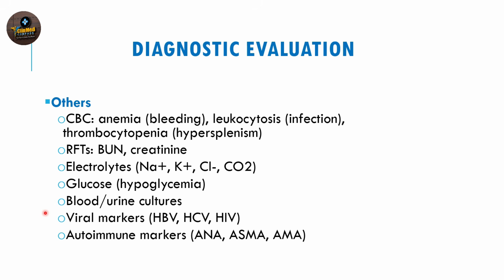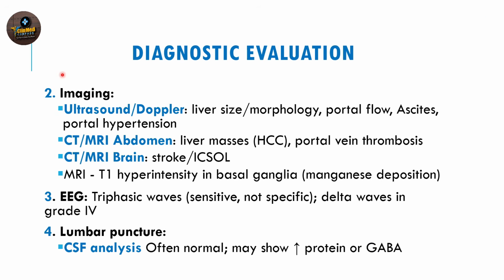You want to assess for viral markers, that is HBV and HCV. Also, autoimmune markers are important to search for etiology: antinuclear antibody, anti-smooth muscle antibody, anti-mitochondrial antibody, as the case may be. Imaging studies are key in diagnostic evaluation of hepatic encephalopathy. You may want to do an ultrasound scan with Doppler. This assesses the liver architecture, also assesses for ascites or portal hypertension.